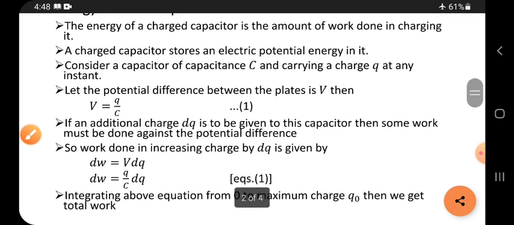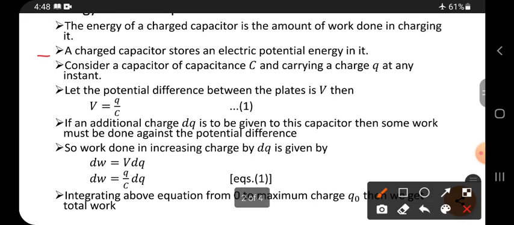Next, a charged capacitor stores electric potential energy in it. So which energy is that? It is potential energy. So a capacitor can store energy in the form of potential energy. Now consider a capacitor of capacitance C carrying a charge Q at any instant. Let the potential difference between the plates be V, then V is equal to Q by C.